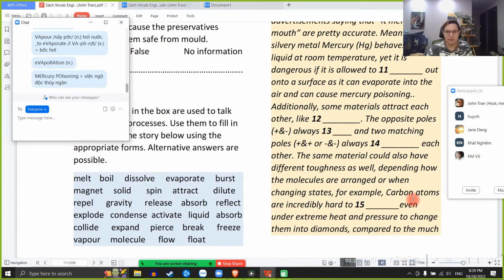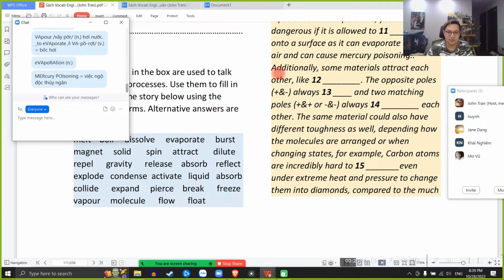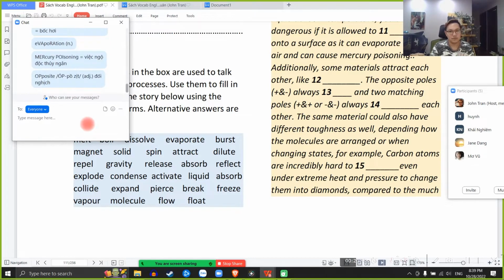Alright, Nghiêm, your turn. Additionally, some materials attract each other, like magnets. Like magnets. Cẩn thận âm cuối. Like magnets. Magnets. The opposite. Opposite là sao em? The opposite. Đối nghịch. The opposite poles always attract.